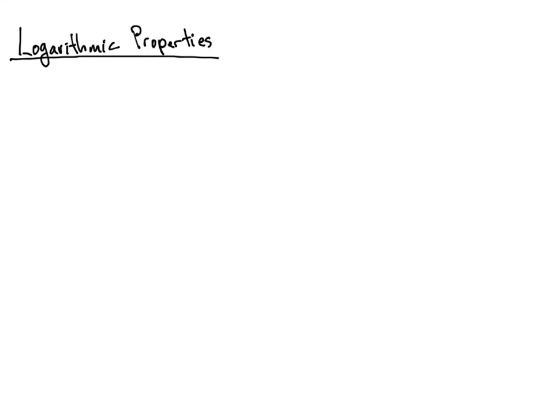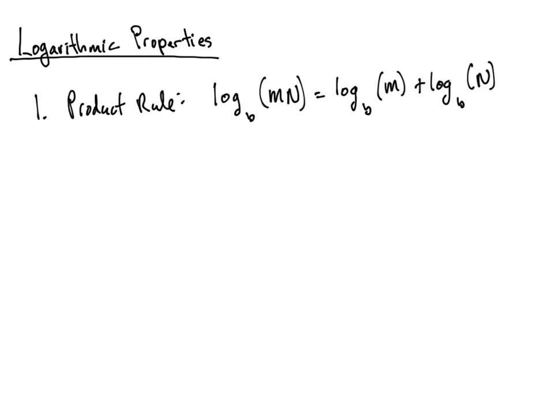In this video, I'll be going over the properties of logarithms. First up, we have the product rule. If we have inside the argument of a logarithm a product, so m times n here, we can separate that into two separate logarithmic terms, where we have the first factor and then the second factor.